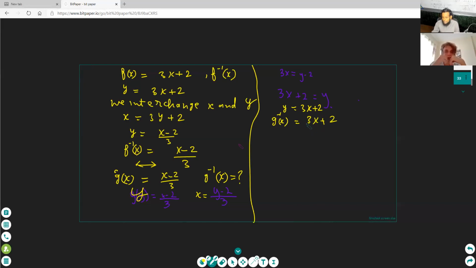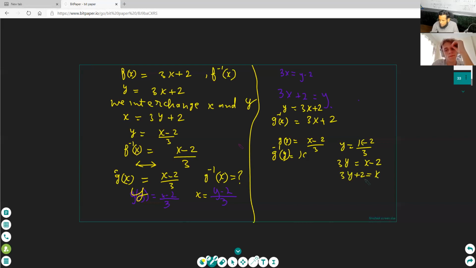Is it clear? Yes. You can also find this by the previous method. Wait, we will verify whether our answer is correct or not. Then we find y is equal to x minus 2 upon 3. See here, 3y is equal to x minus 2. Our answer is correct. For all functions you can use this.